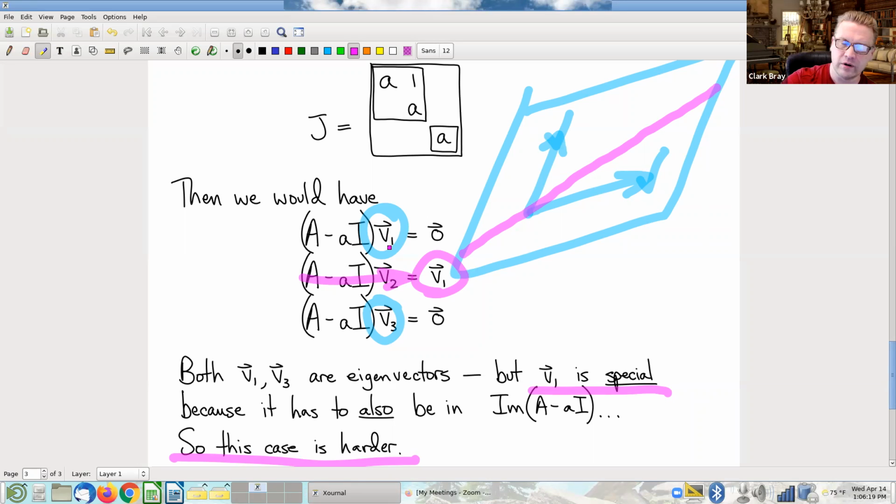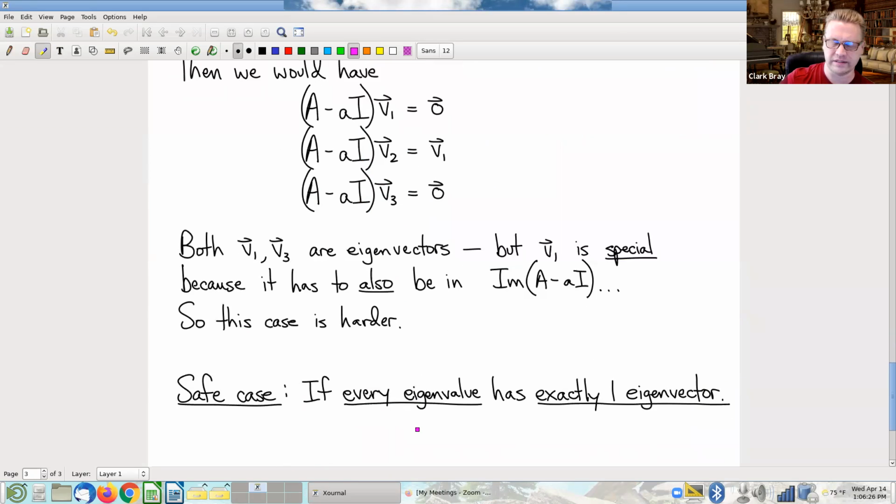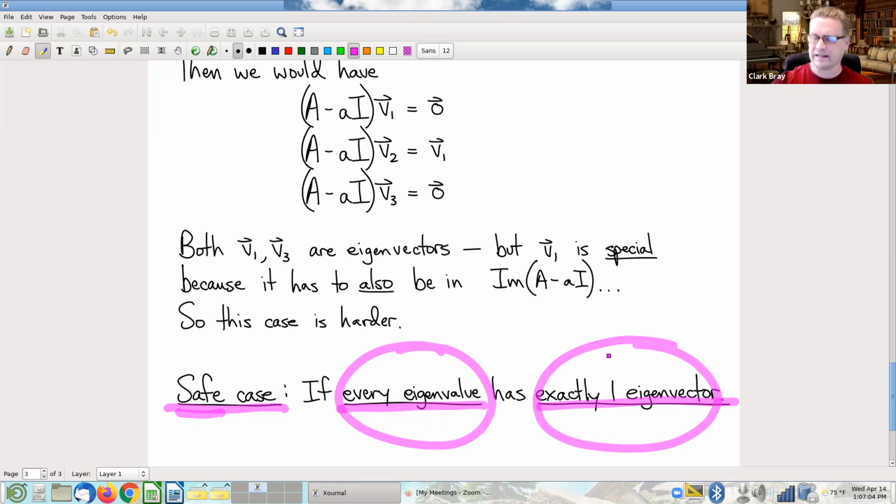So I'm going to ignore where to go from here, but I do want to make the nice observation that there is a very good safe case that's useful in a lot of circumstances. And I'm going to explain why this one's safe. If every eigenvalue has exactly one eigenvector, we're good. And our previous method works fine. There's no issues with having to worry about whether you've got the right eigenvector, or is this in the image, or am I going to be able to solve these equations. Nothing like that will happen. You are safe if you stick to this special case where every eigenvalue has exactly one eigenvector.